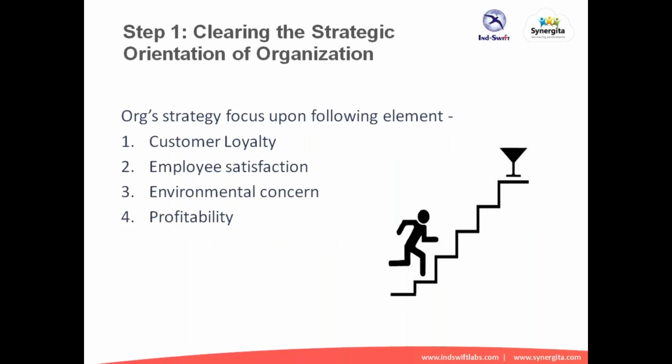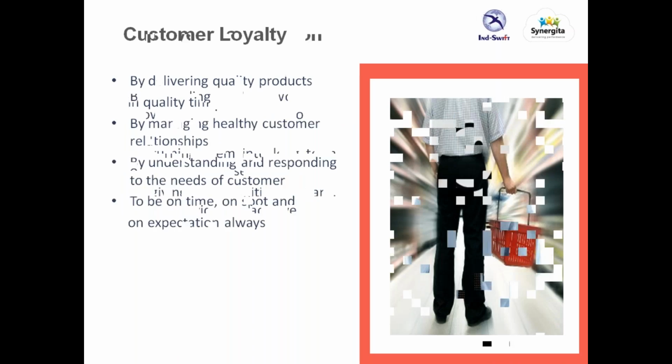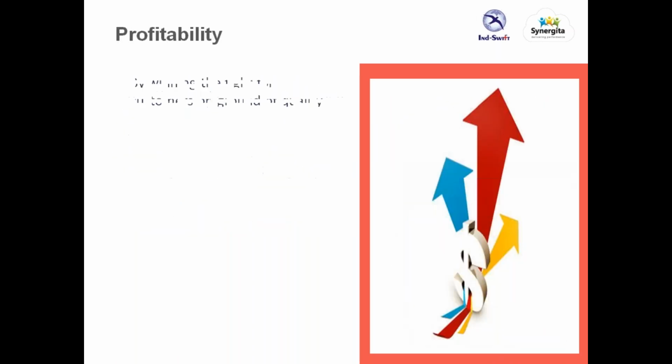The first step is to clarify the strategic orientation of the organization. So we did that in that organization. The vision and mission statement, everything was established there. We derived 4 orientations from the organization's strategic vision: customer loyalty, employee satisfaction, environmental concerns, and profitability. These were the 4 orientations on which the organization was supposed to focus over the next 10 years. These were the 4 strategic objectives of the next 10 years: customer loyalty, employee satisfaction, environmental concerns, and then profitability.